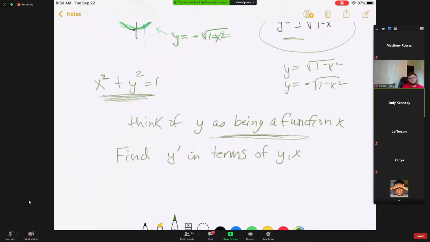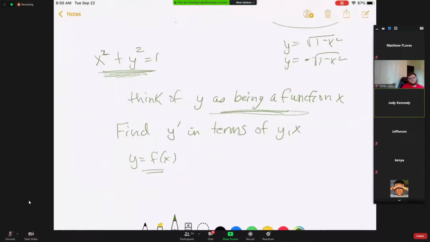Okay, so it's important that we have settled on this setup. Y is a function of x. So I take my equation.